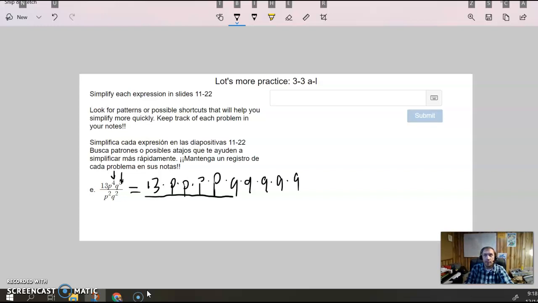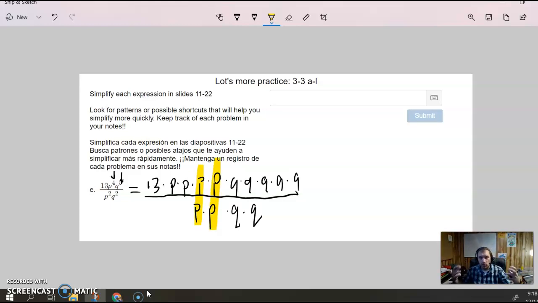On the denominator we end up with 2 p's and 2 q's. Now I wrote them with the q's on top of each other and the p's on top of each other because this is how I like to do it. I know p divided by p is 1. This p divided by this p is 1. So we can remove those from this expression because they are equal to 1. Right? q over q is 1. q over q is 1.